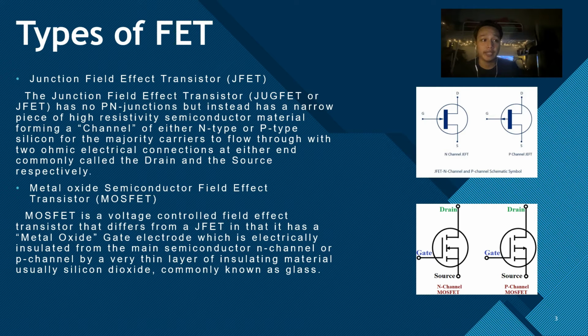And moving to MOSFET. MOSFET is a voltage controlled field effect transistor that differs from a JFET in that it has a metal oxide gate electrode, which is electrically insulated from the main semiconductor N channel or P channel by a very thin layer of insulating material, usually silicon dioxide, commonly known as glass.